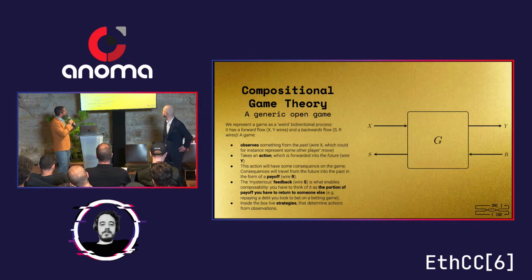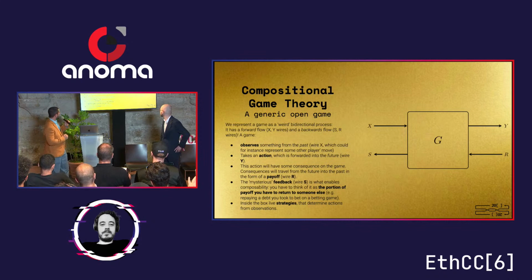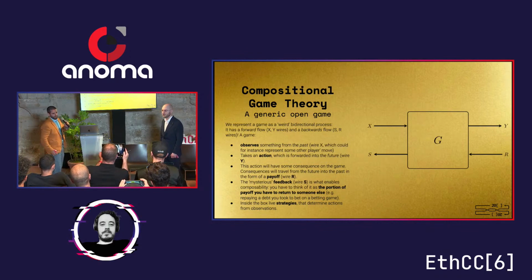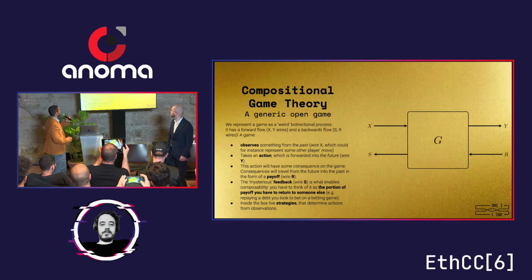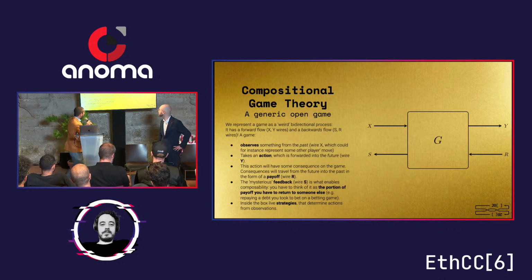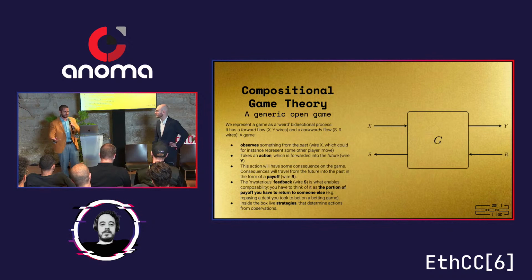The open game is that thing there on the right. So the idea is that we have a process that, as you can see, looks a bit weird because it has a forward direction from X to Y and a backward direction from R to S. So what is the idea? The idea is this game G observes something from the past. This is the past and this is the future. It observes an X from the past, so the context provides an X to the game.